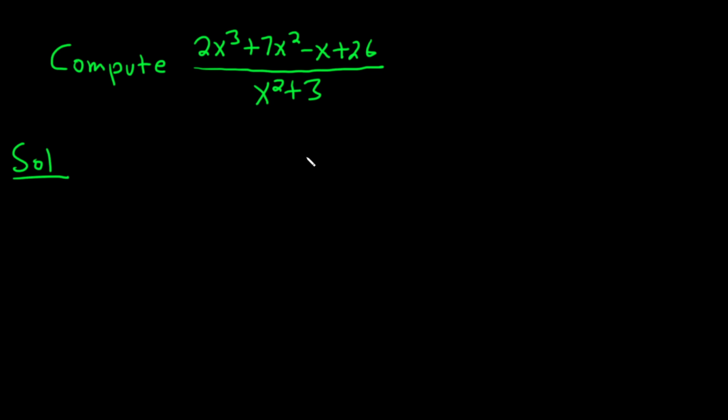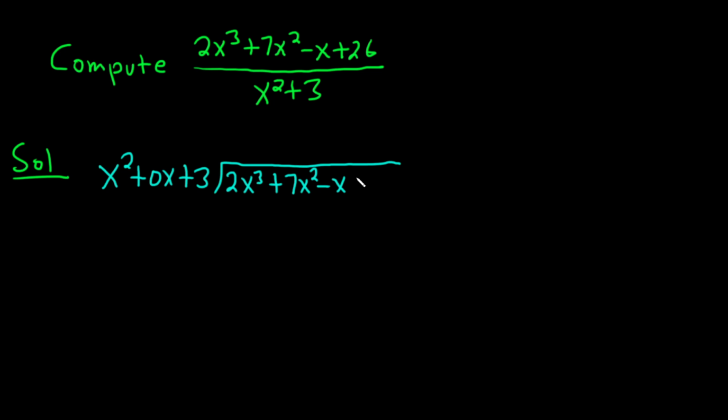So the first thing we need to do is add the placeholder. There's an x term missing here, so I'm going to write it like this: x squared plus 0x plus 3. Then you write this funny symbol like this, and then you write down the numerator in here. So it'll be 2x cubed plus 7x squared minus x plus 26. Perfect. Okay, so we start now the process.